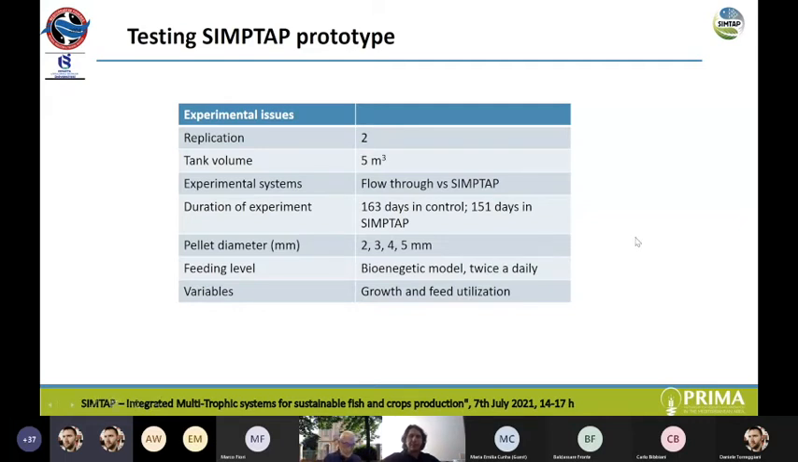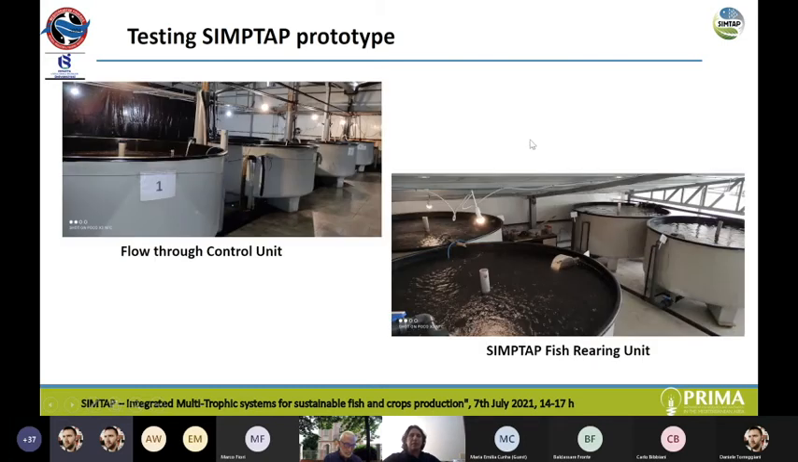Here you see the 2 systems, the details. And then in the left-hand side, you see the flow-through control units consisting of 4 tanks, 2 for European sea bass, 2 for gilthead sea bream. And on the right side, you see our tanks in the SIMTAP systems. And then you see 4 tanks with 5 tons water volume. And we allocated fish to 2 tanks per fish species.